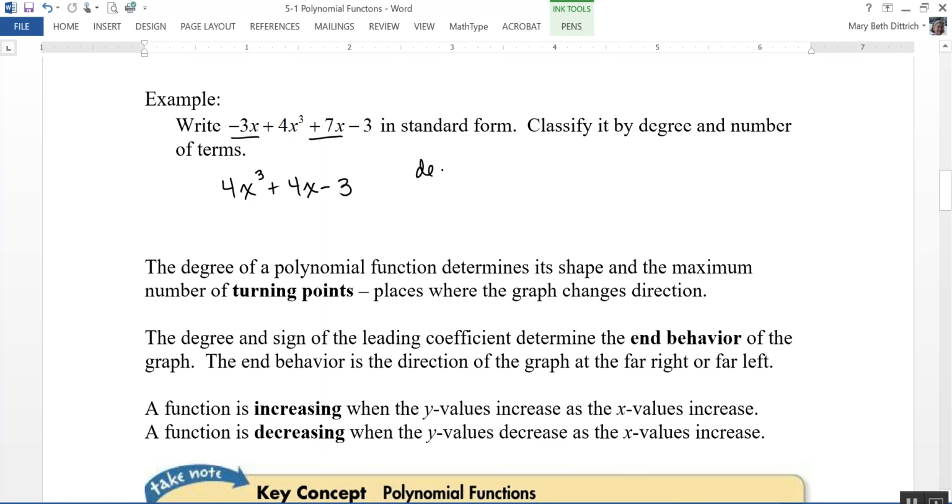Its degree is 3, because that's the highest power of x, and the number of terms is 3, so that means that it is a trinomial. Also, the way we would refer to this using both of these, we would say that this is a cubic, because it's to the third power, trinomial.